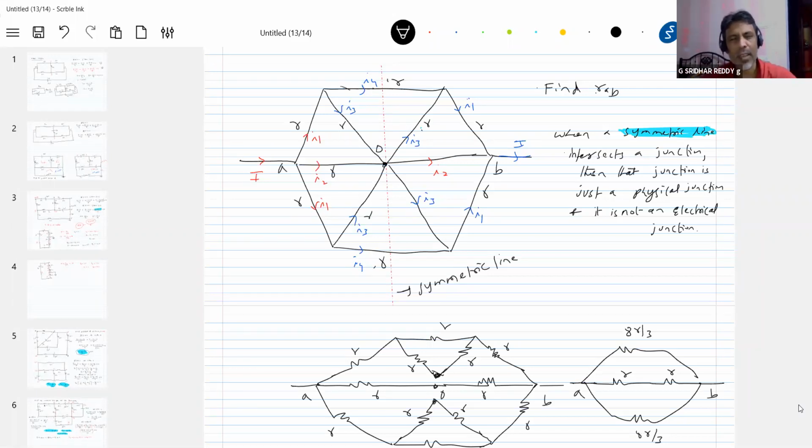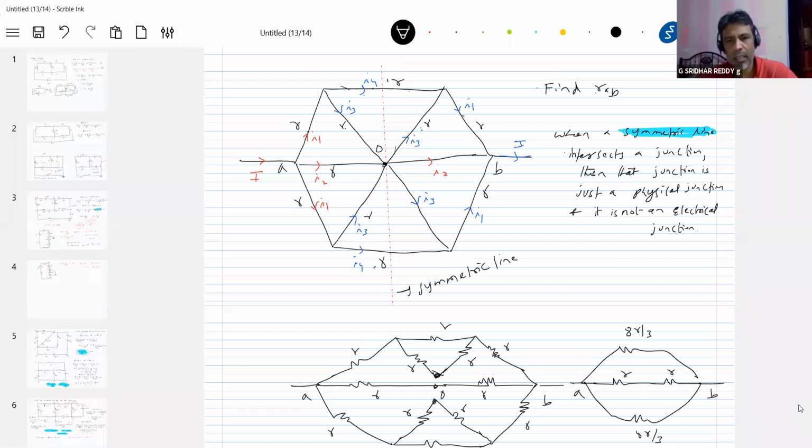Now symmetry, shall I tell you at your level, it's all about just looking at the network. Is it R and R, R and R, R by 2, R by 2? If we have a symmetry of distribution of resistance, then definitely the current will get distributed symmetrically. Then if a symmetric line intersects a junction, the junction is only a physical junction. So separate them, make it like this here.